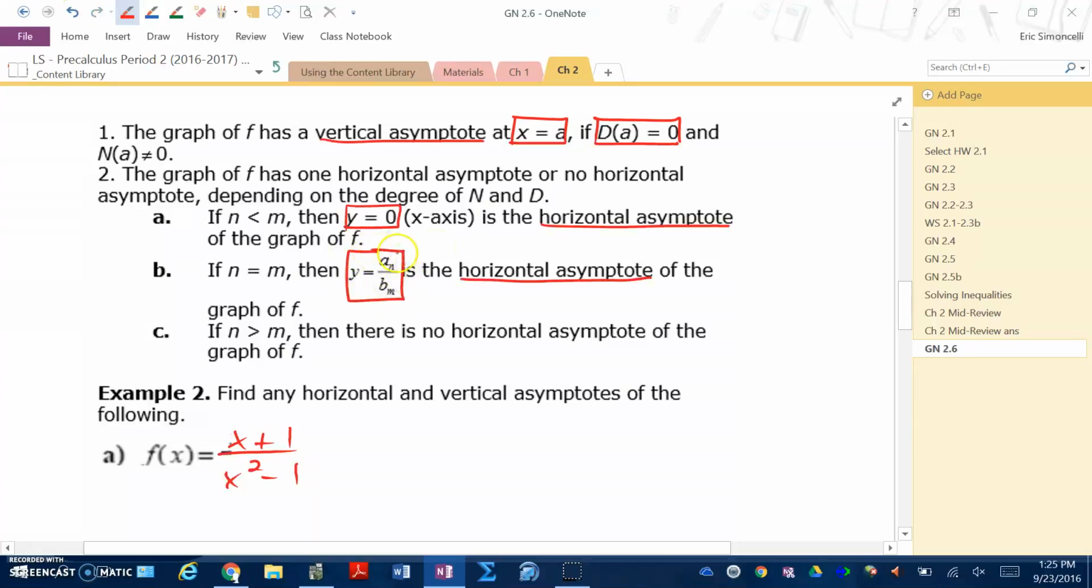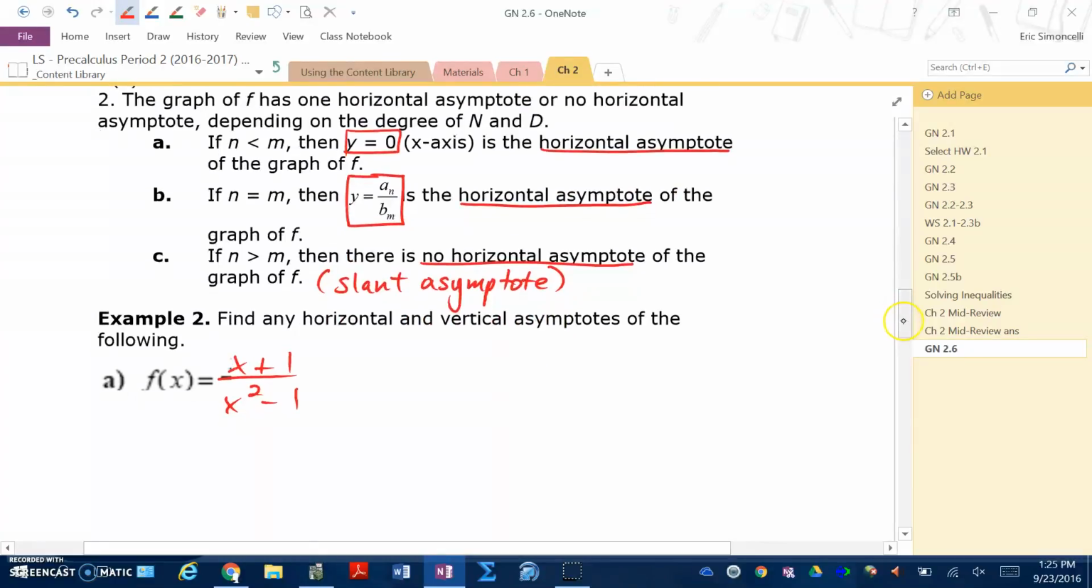Next, option C. If n is greater than m, then there is no horizontal asymptote of the graph of f. One thing we will take a look at later, though, is that when n is greater than m, we don't have a horizontal, but we have a slant asymptote. You may sometimes hear me refer to a slant asymptote as an oblique asymptote, but slant asymptote should suit us just fine, terminology-wise.